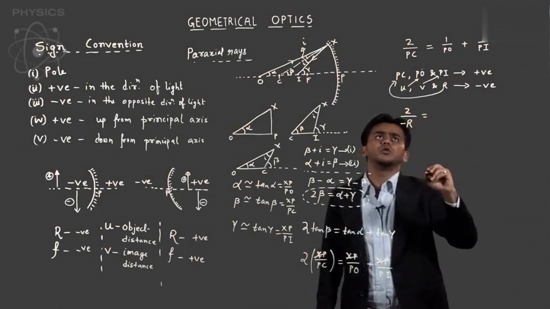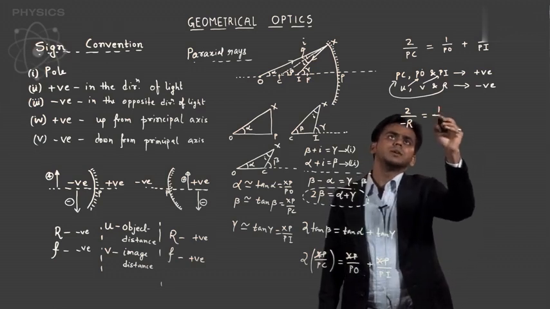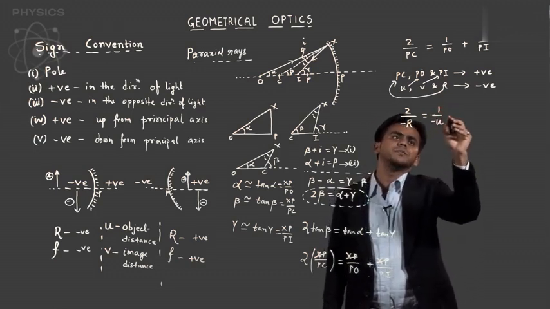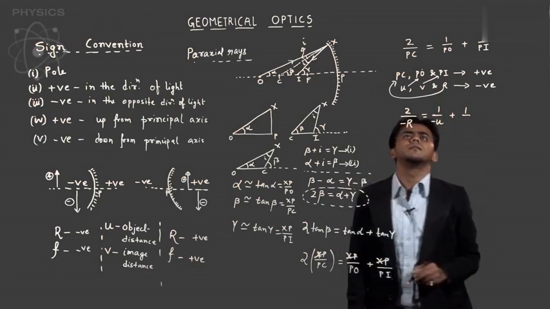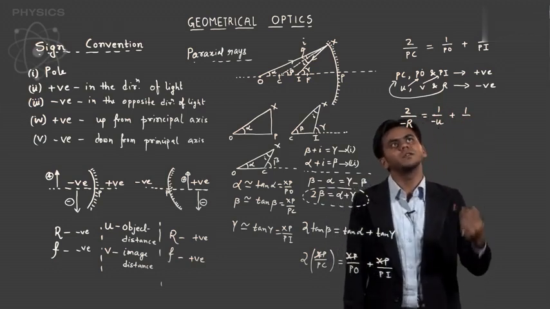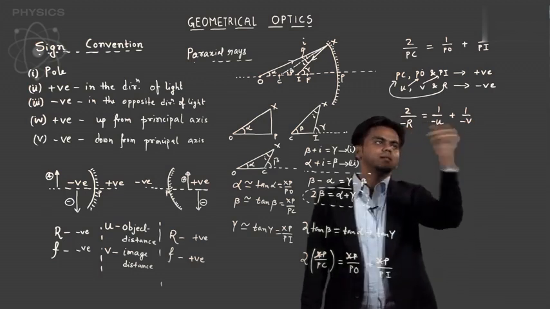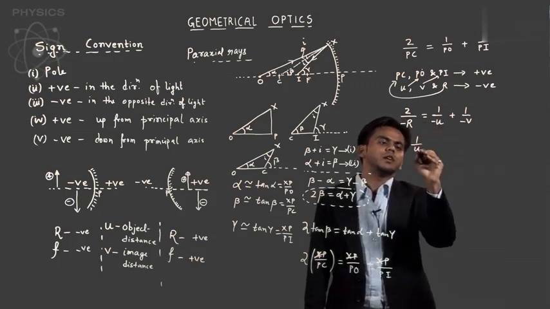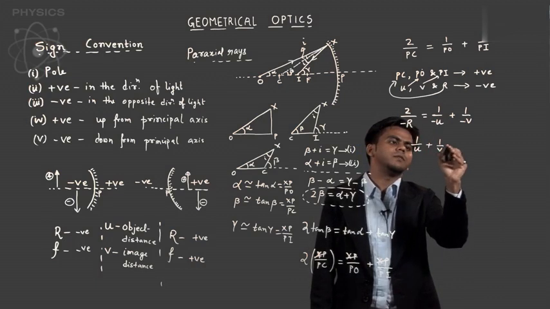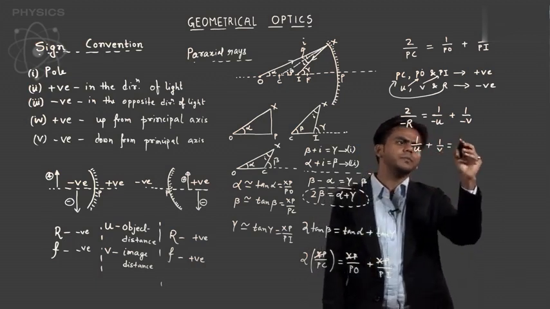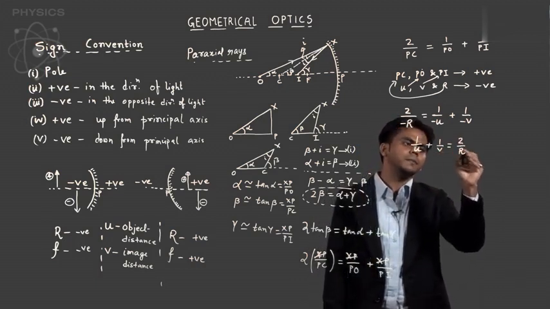This is equal to 1 by PO. PO is again positive, but U is negative, so this is minus U. Plus 1 by PI, again PI is positive, but V is negative, so minus V. Minus minus gets cancelled all of the way. So what you have is 1 by U plus 1 by V is equal to 2 by R.